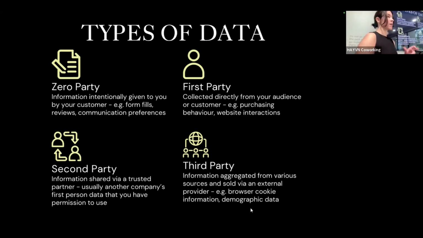There's first party data, which oftentimes goes along with zero party data. This is information that's collected directly from your customer, but not necessarily from them directly giving it to you. It's information that you can collect on them based off of their behavior. So if you have a retail store and they buy something from you, that purchase history, that's first party data. So it's a direct giving, but it's not a direct filling out.